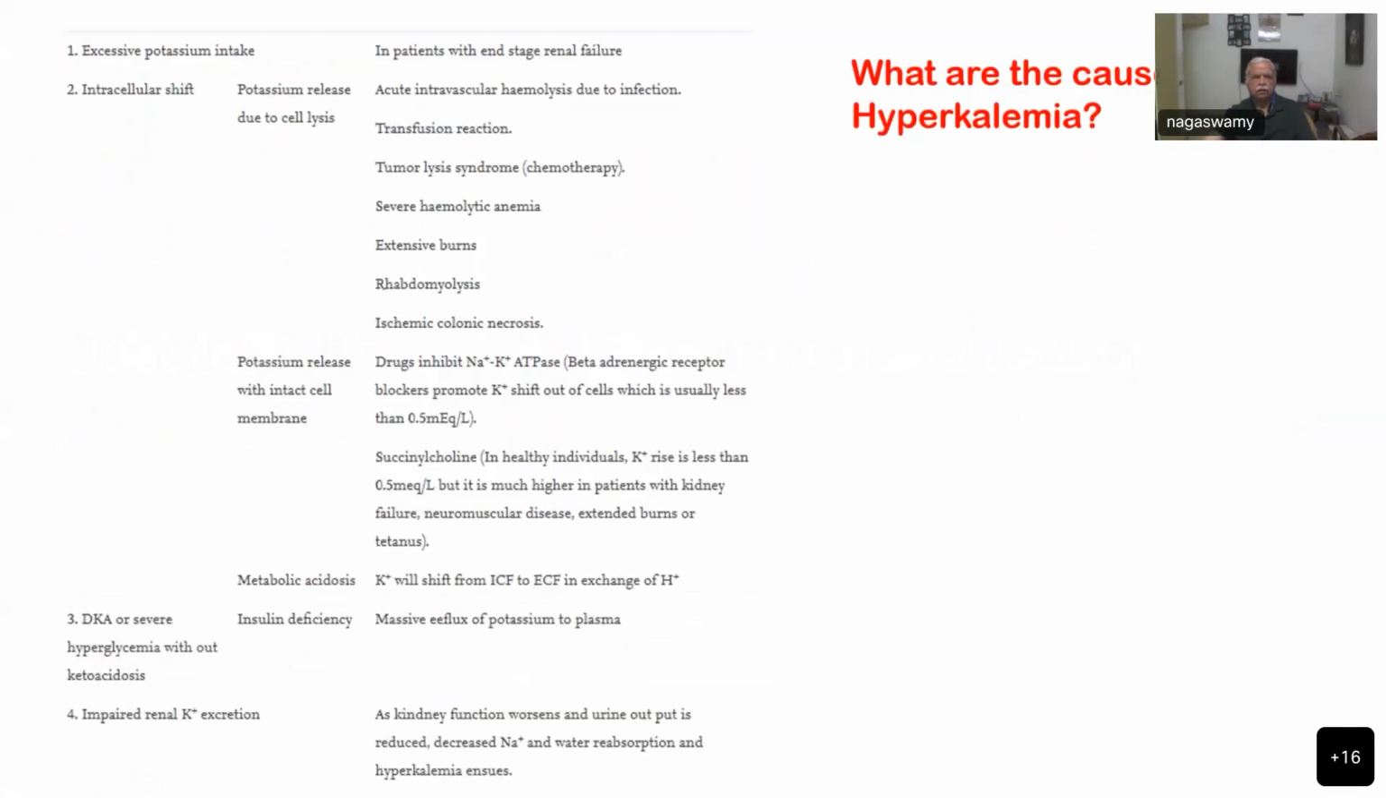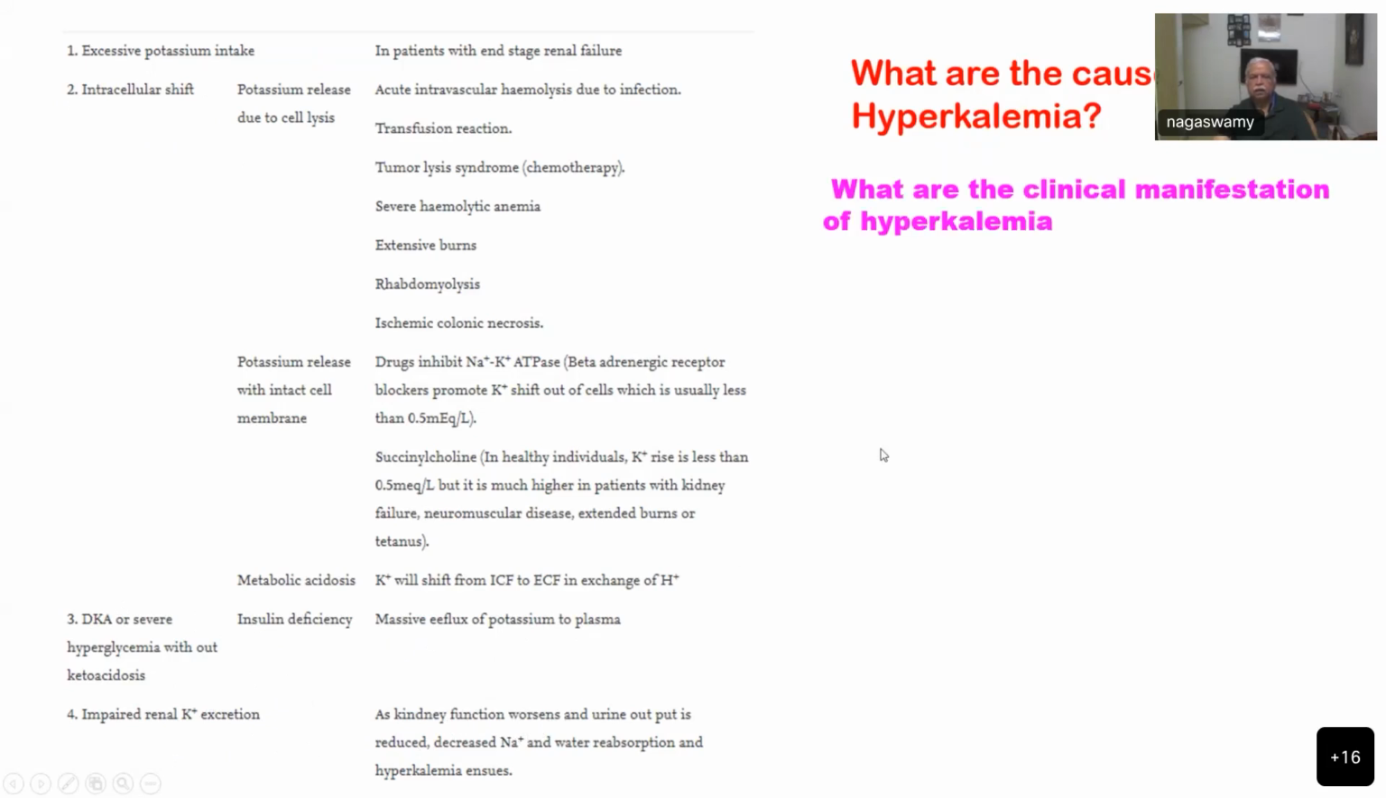But the common causes of hyperkalemia may be excessive potassium intake. I think all that Muthumani correctly presented. Intracellular shift: potassium release due to lysis, or potassium release from intact cell membrane, or metabolic acidosis. So this is the second method by which it happens. Third method is definitely diabetic ketoacidosis, where insulin deficiency is there, resulting in massive efflux. And lastly, impaired renal excretion, as in patients with kidney failure.